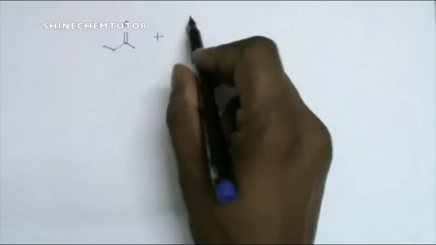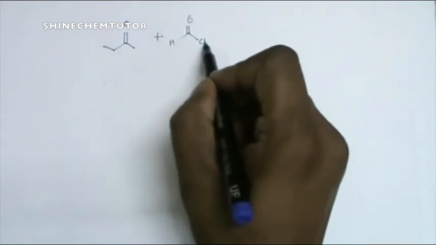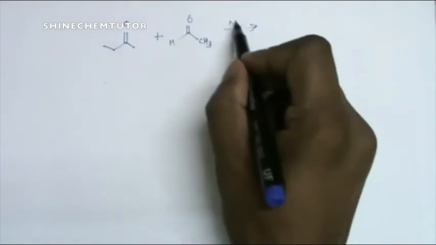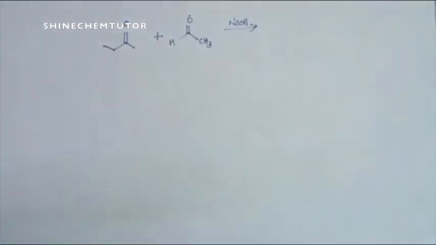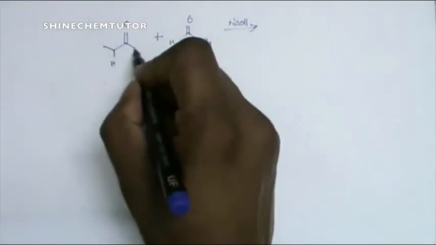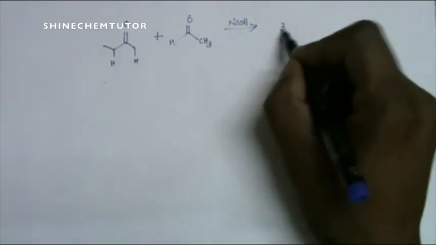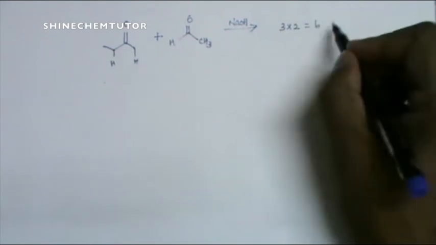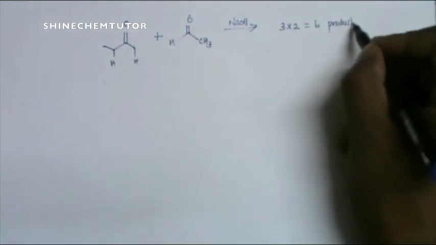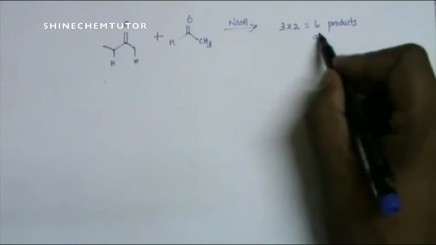We have two important reactions. Consider the reaction between this ketone and aldehyde. We have three different types of alpha hydrogen and two different types of carbonyl group. So the number of products whatever we get will be 6 products. In the presence of base we get 6 aldol products.